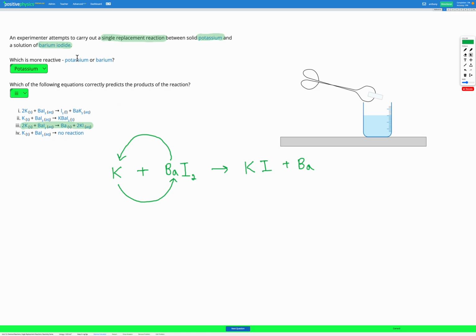Alternatively, if potassium was less reactive than barium, nothing would happen. This wouldn't swap, no reaction would occur, in which case the answer would be option 4.